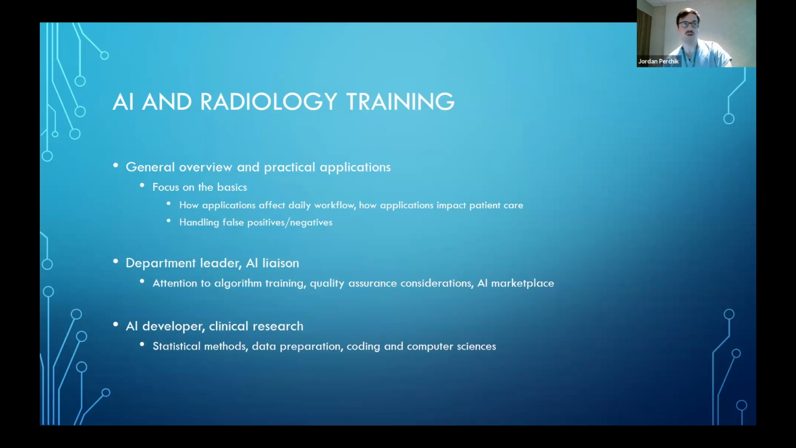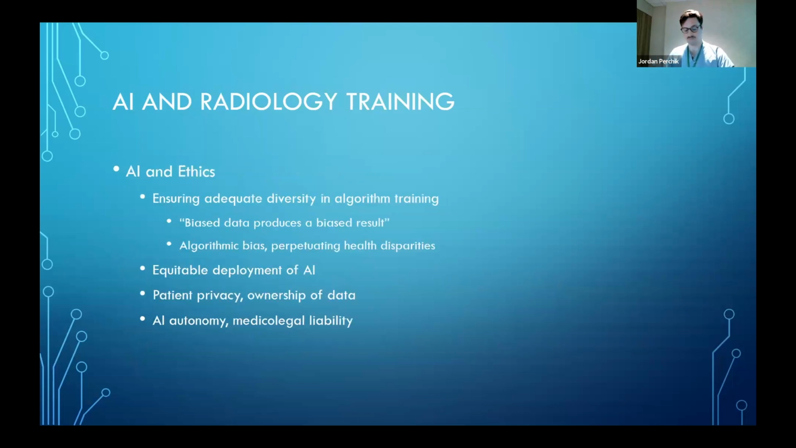The ability to code and a background in computer science is not a prerequisite for our course, and I don't believe should be a prerequisite for being able to use AI effectively in practice. I'm a firm believer that focusing on the basics, knowing how to use these tools in daily workflow, and recognizing and triaging errors when they occur, is sufficient for the vast majority of radiologists who are going to be using AI in practice.